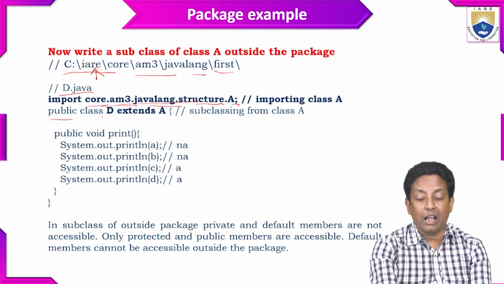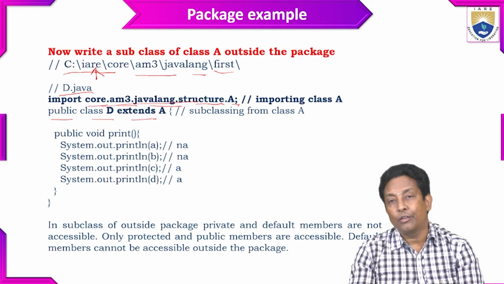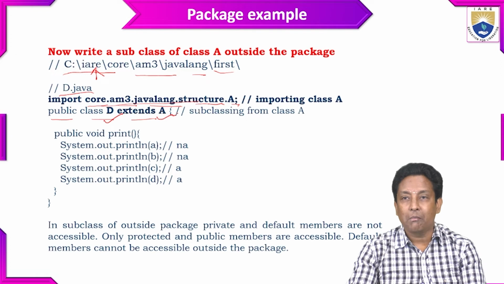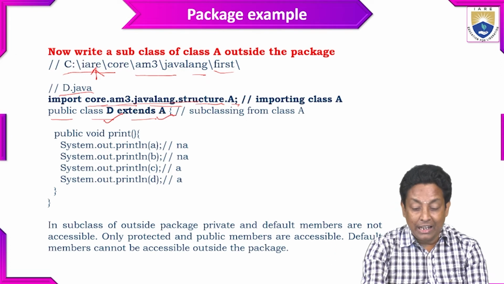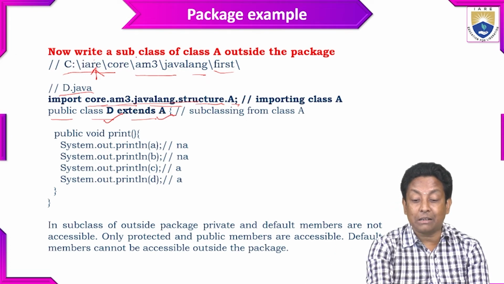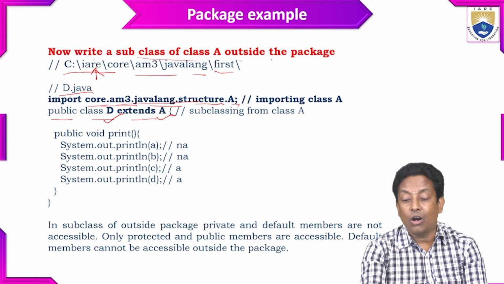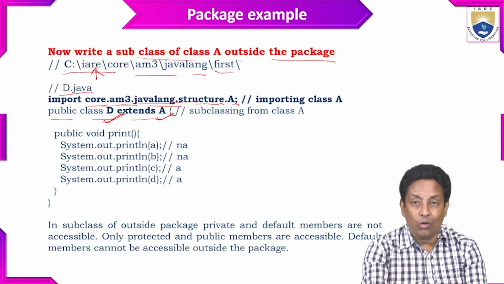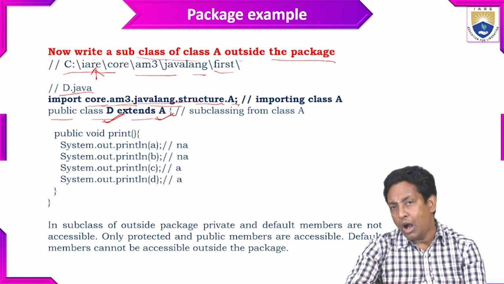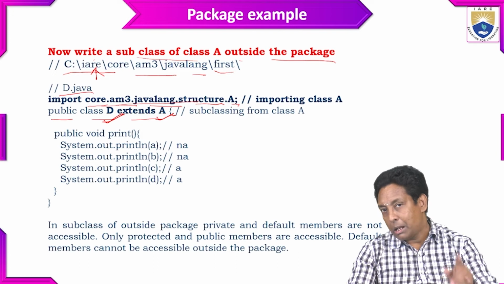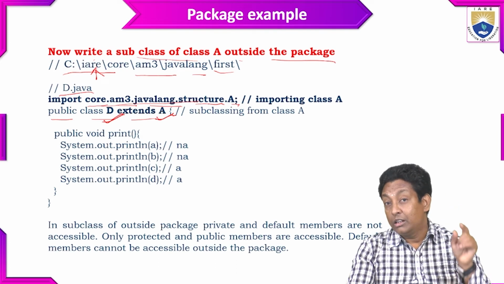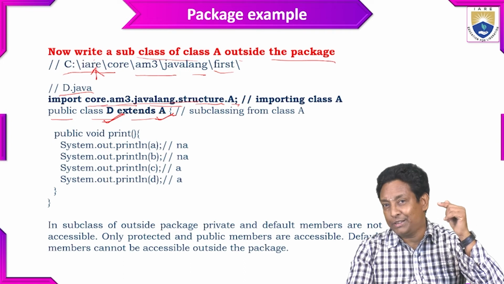The next is public class D extends A. So what is class D? D is a subclass of class A outside the directory, or outside the package. Now we write a subclass of class A outside the package. Outside the package, a private member cannot be accessible. Private member cannot come.